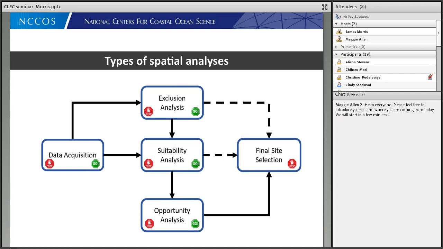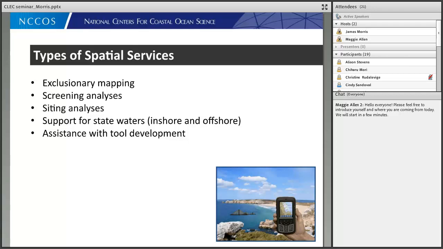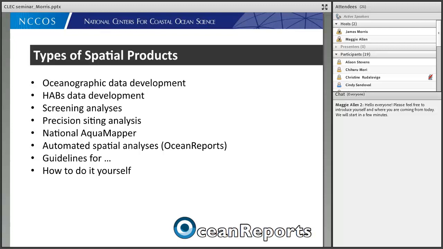But sometimes they're more aggressive and they say, you know what, we want to map where we could grow aquaculture, so we want to go to the next level. That's where suitability analyses or opportunity analyses lead to final site selection or planning processes. So we've worked to provide some exclusionary mapping, screening analyses, siting analyses, and assisting with tool development in state and federal waters. These are some types of oceanographic or spatial products that we've been developing.